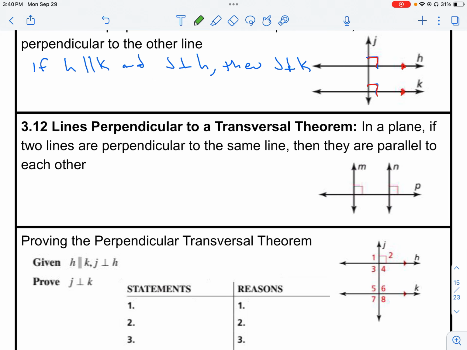Brings us to the last one, lines perpendicular to a transversal. In a plane, if two lines are perpendicular to the same line, which we have right here, then they are parallel to each other. So if M is perpendicular to P and N is perpendicular to P, then M is parallel to line N. And once we start looking at the slopes, we'll see that that absolutely has to be true.